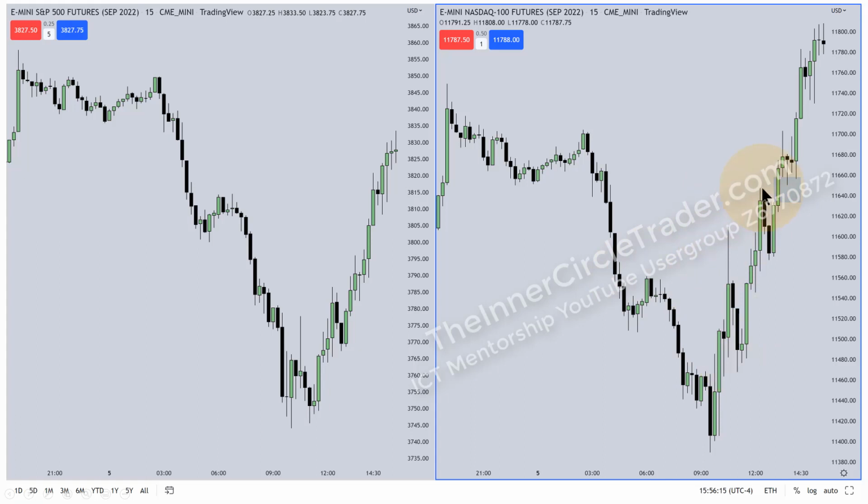Trades down, rallies up, comes back down, finds some support, rallies once more. So in here, I'm utilizing the market maker buy model. I'm in the pair, or not pair, but I'm in the index future that's relatively stronger than the S&P. So it failed to make a lower low on the daily chart.